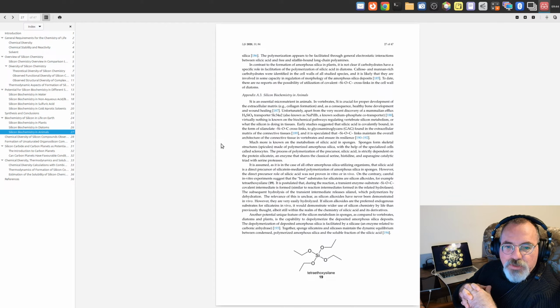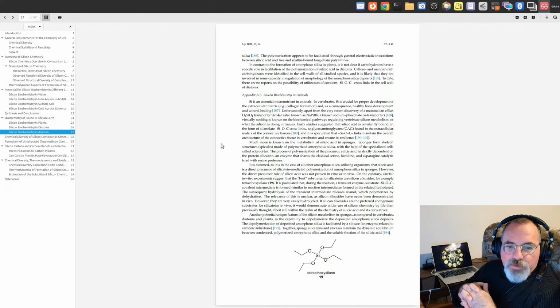It is assumed, as it is in the case of all other amorphous silica-utilizing organisms, that silicic acid is a direct precursor of the silicatein-mediated polymerization of amorphous silica in sponges. However, the direct precursor role of silicic acid was not proven in vitro or in vivo.